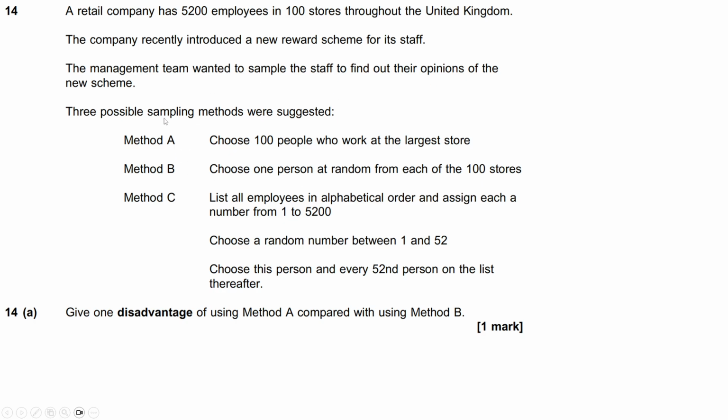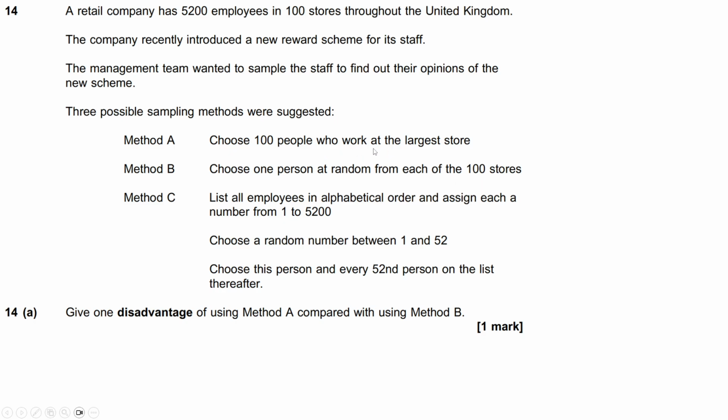This is just a lot of waffle, I can't lie, but there's this company with a bunch of employees in a bunch of stores, and they want to sample some of them. So give one disadvantage of using method A compared with using method B. Method A, choose 100 people who work at the largest store. Method B, choose one person at random from each of the 100 stores.